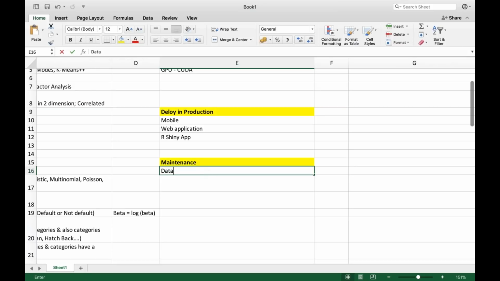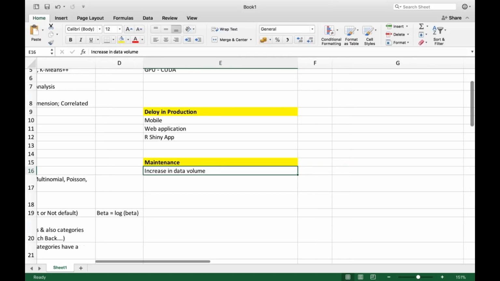Either based on the data flow or volume of data, increase in data volume, that is how I'll put it. Say you have built a model and the amount of data that the customer has now increased by 5%. Then you will say that this 5% of data has to be added to your existing data and a different model has to be built.